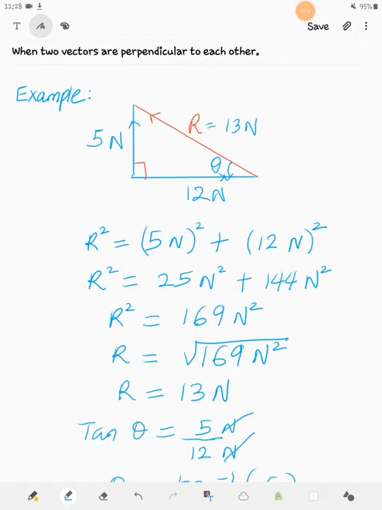Now, what about if the angle between the two vectors is not 90 degrees? What if it is any other angle? How do you go about it? We are going to talk about the parallelogram law of vector addition. Let's talk about it.